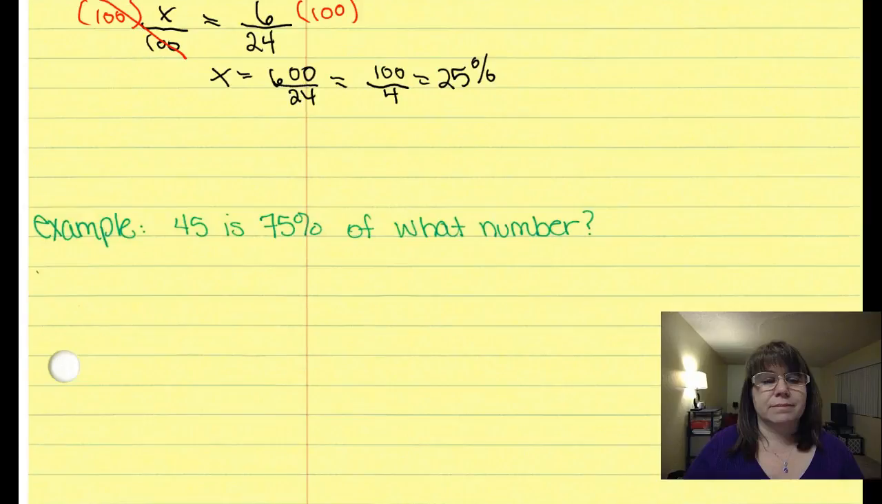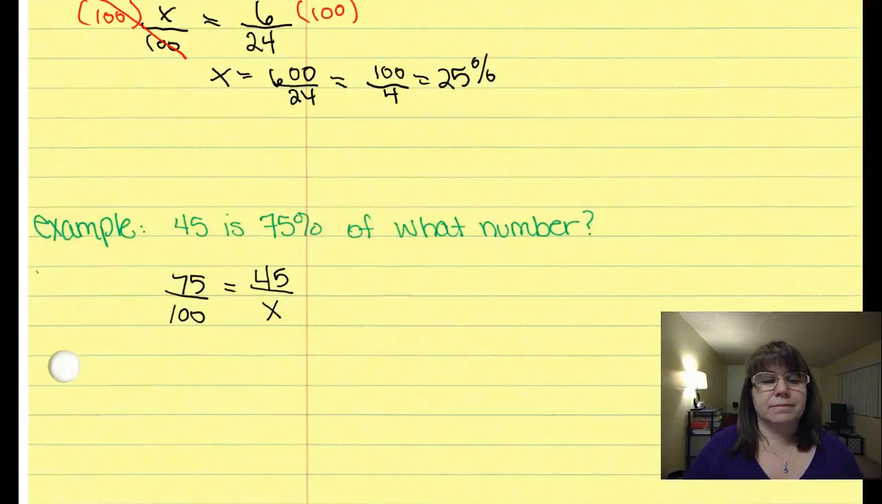Okay, this third type of question that it can ask me is: 45 is 75% of what number? Now, it's my base I'm looking for. So I'm going to set it up: 75 is to 100, and 45 is to I don't know what, but I need to isolate that variable.